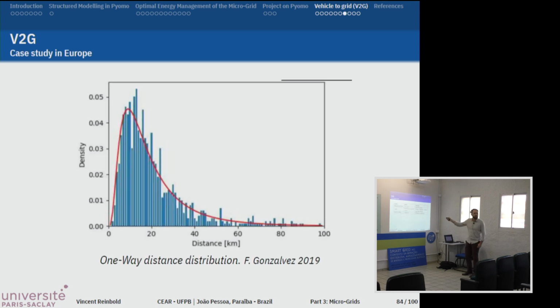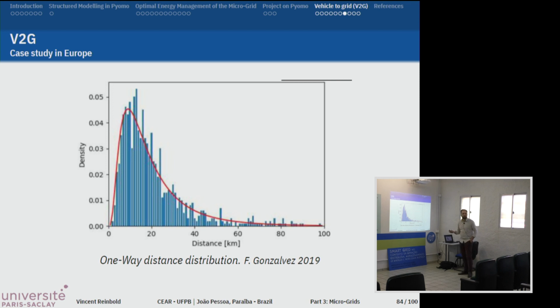Do you have questions on this? Here is a case study in Europe from one colleague. And this is the one-way distance distribution of all the vehicles. The distribution is log-normal, and we can see that usually we travel small distances.